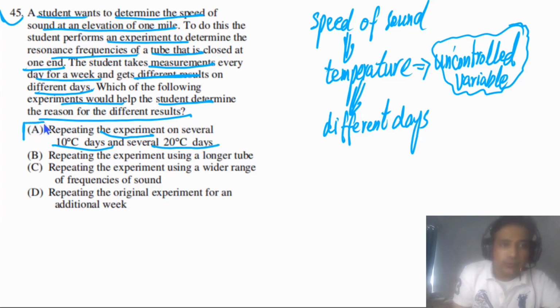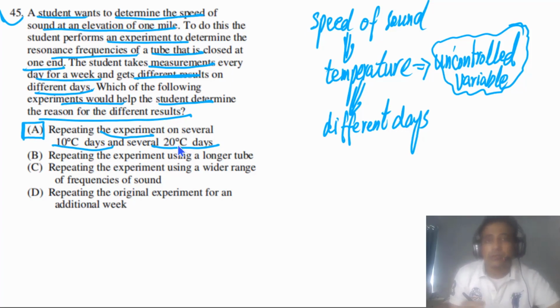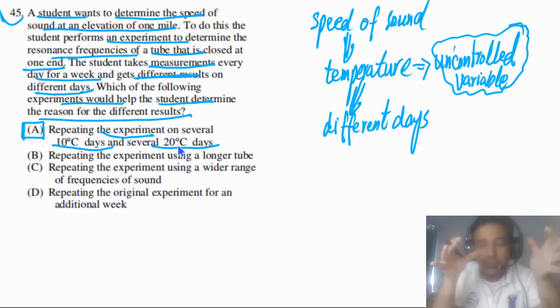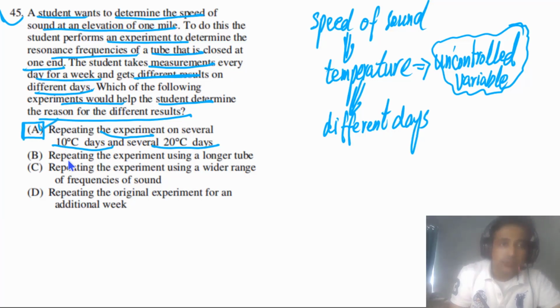So if a student does an experiment for certain days when the temperature is 10 degrees Celsius and for certain days when the temperature is 20 degrees Celsius, the student can compare the results and find the reason behind the different results. So option A is correct.